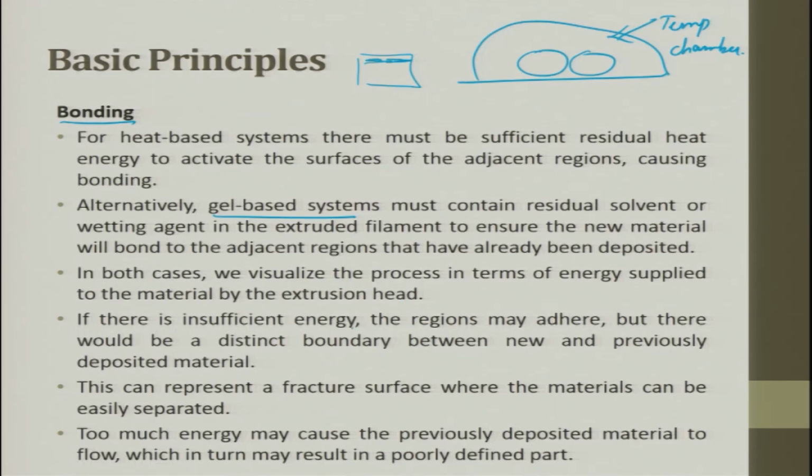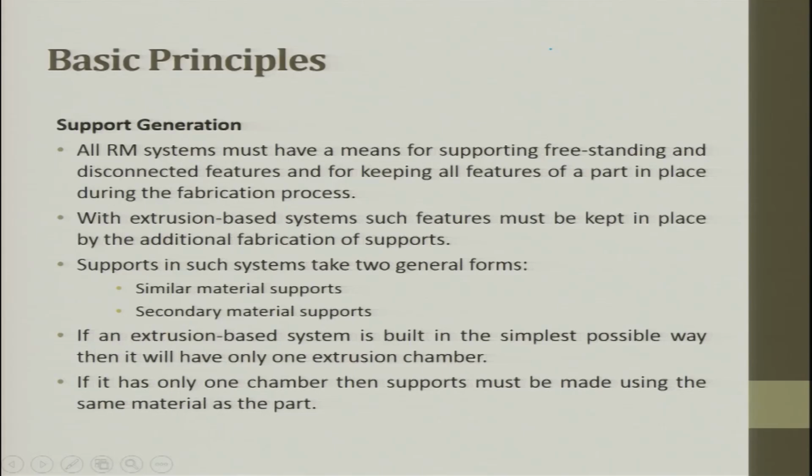If there is insufficient energy, the region may adhere, but there would be a distinct boundary between new and previously deposited material. This defect is called delamination. This can represent a fracture surface where the material can be easily separated. Too much energy may cause the previously deposited material to flow, which in turn may result in poorly defined material. So, if you make the temperature very high, then this fellow will also be viscoelastic, and this fellow will also be viscoelastic. So, a very poor surface will result.